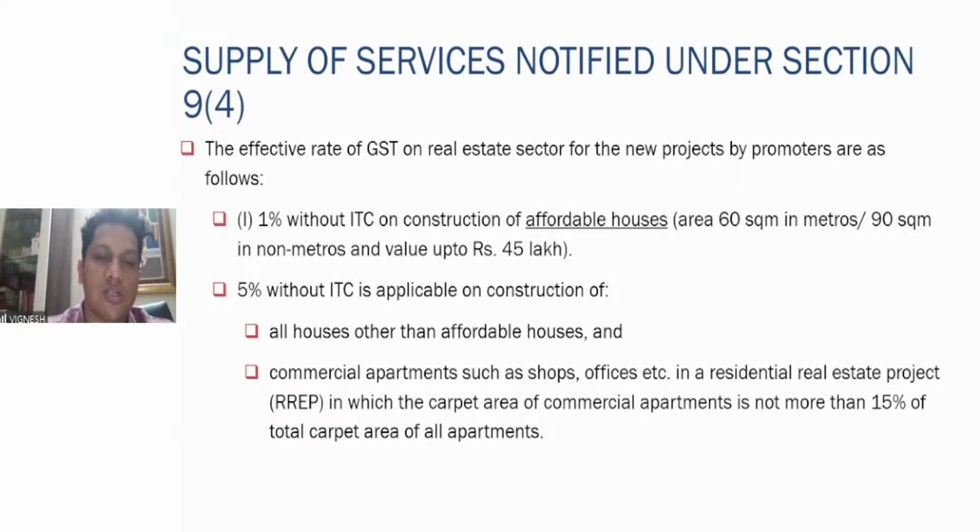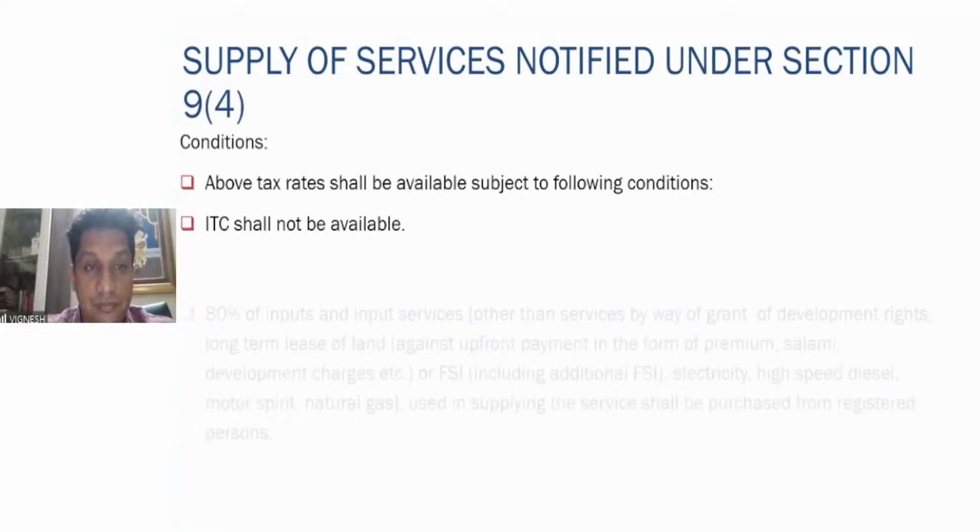Other than affordable houses, and also commercial apartments in a residential project, where the carpet area is not more than 15%. Sometimes commercial spaces may be there in a residential place also, because in a gated community a residential supermarket will be there. Therefore, commercial shops, offices, etc. may be there in residential real estate. But the cap is not more than 50% of the total carpet area. So in these two situations, the GST rate is 5% without ITC.